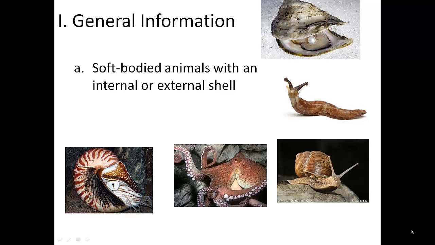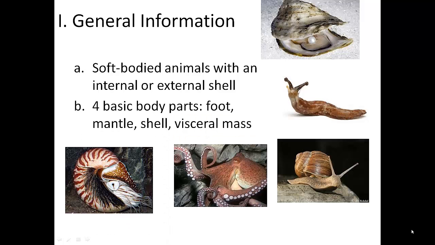General information about all mollusks. So for the next three videos, this information applies to all three. All of these guys are soft-bodied. They have a shell that's either inside or outside. And they have four different parts. Now in the different types of mollusks, they might be modified and look a little bit different, but the four general parts would be foot, mantle, shell, and visceral mass.